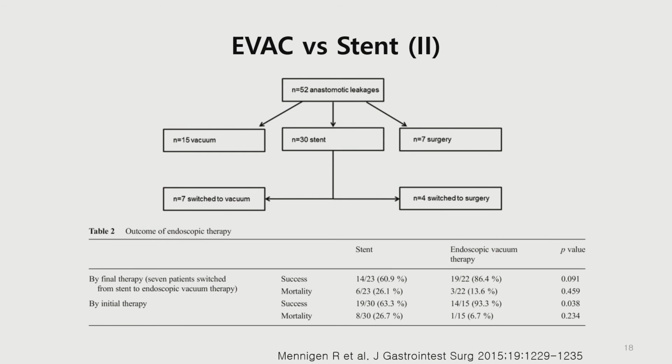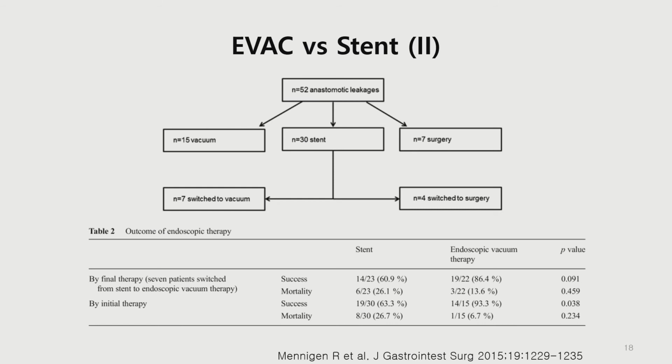Recently, another German retrospective study analyzed 45 patients with endoscopic leaks following esophagectomy who received either stent or endoscopic vacuum treatment. As you can see here, 7 patients of the stent group were switched to endoscopic vacuum treatment and 4 patients to surgery. According to the initial treatment, the success rate was higher in the endoscopic vacuum treatment group than in the stent group.